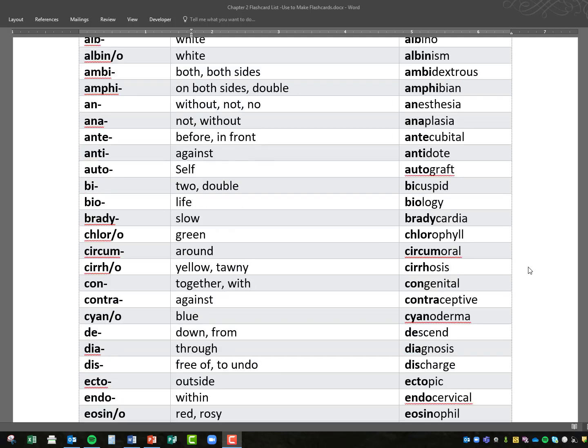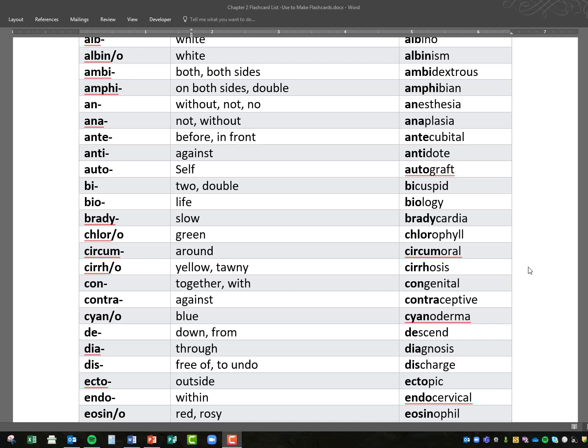Circum, you have circumoral, which I think will be on one of your mind taps. There's also peri, which means around. So sometimes people will try to enter perioral. In that particular case, on your mind tap, it's looking for circumoral. Cirrho, there's a yellow, right? Cirrhosis. Usually we link that to the liver.